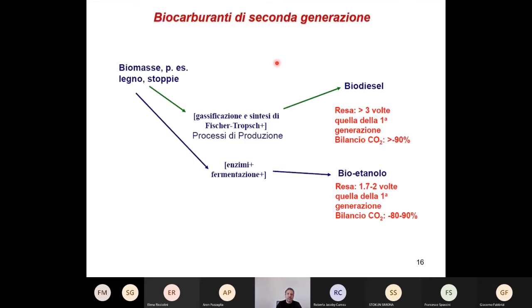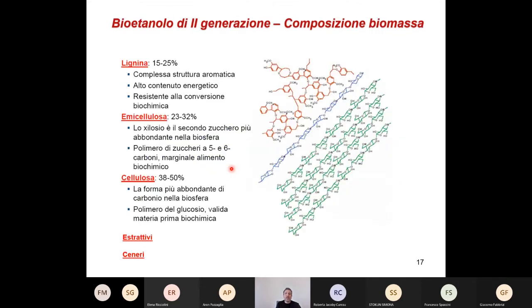So the same pathway we just saw for the first generation: you start from lignocellulosic biomass, and you can move towards a thermochemical process to obtain biodiesel, or a fermentation process to obtain bioethanol. How can we make a fermentation of wood, of cellulose, and of some other elements in the lignocellulosic biomass? Here you can see the composition of a wood biomass.